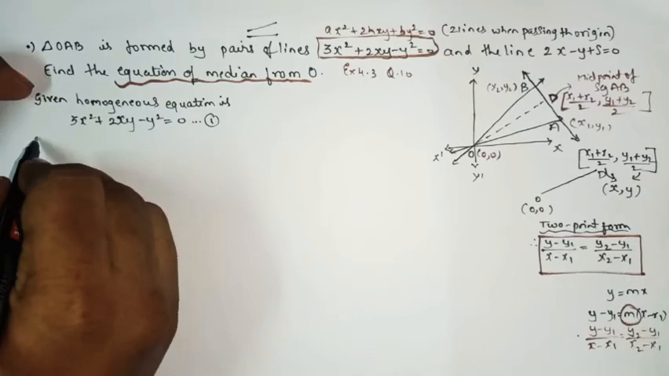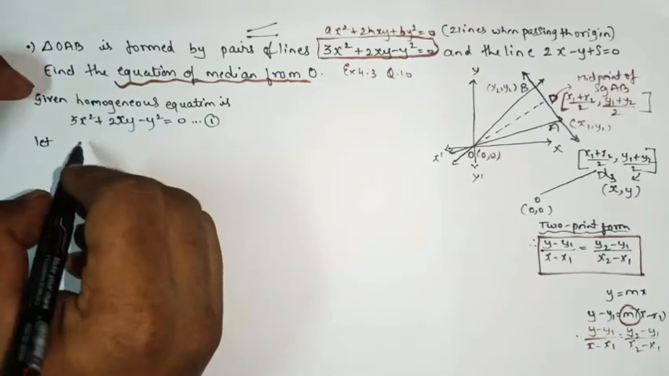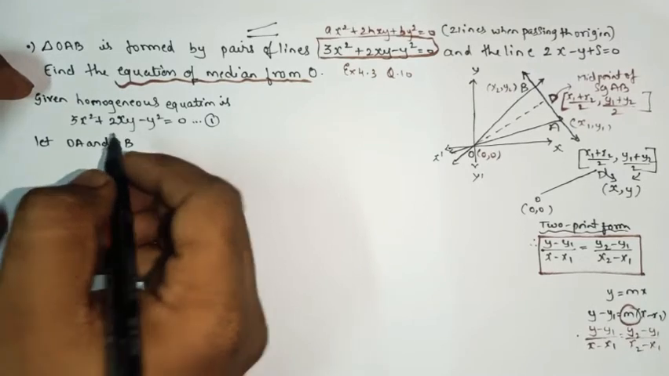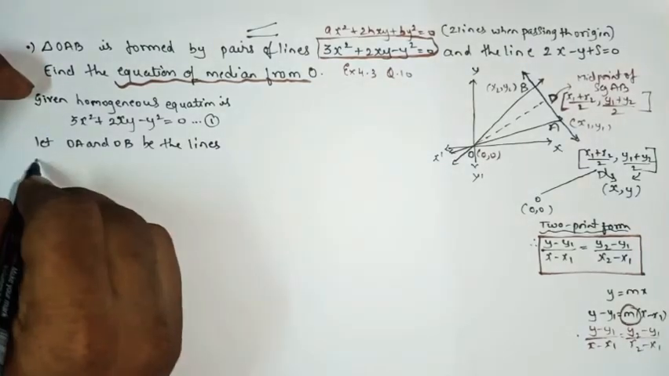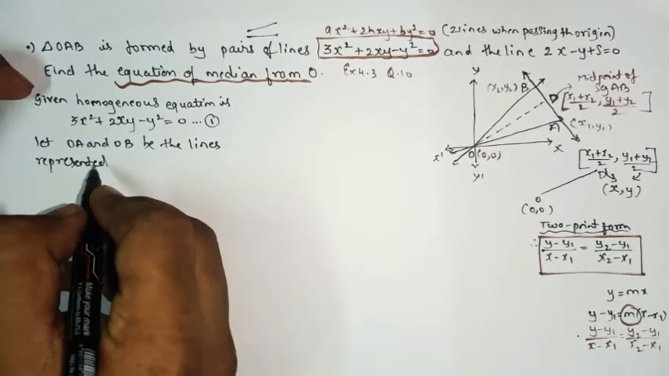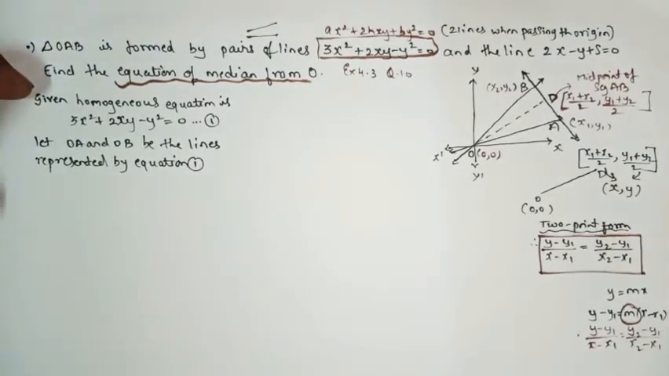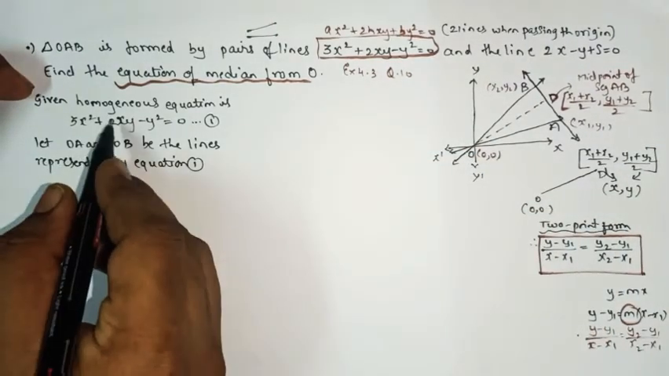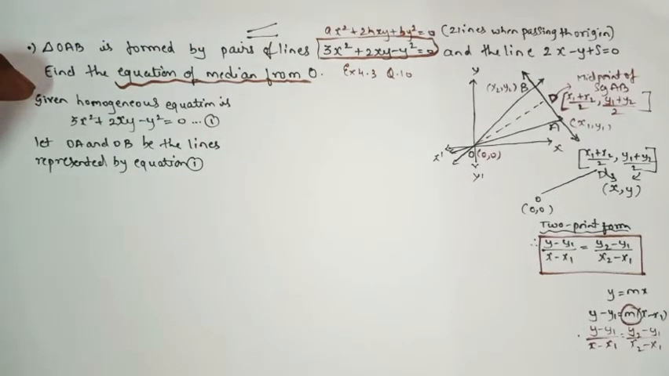So we can say, let OA and OB be the lines represented by equation 1. In simple language, the combined equation of these two lines, OA and OB, you will get as equation number 1. You will get a quadratic equation. Yes or no?